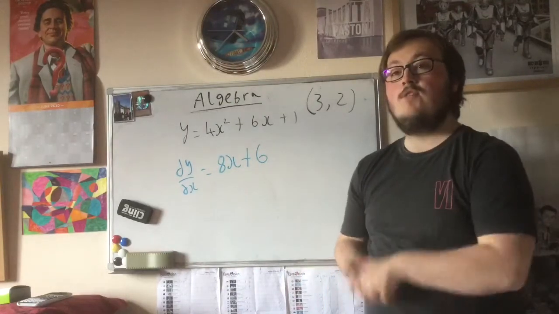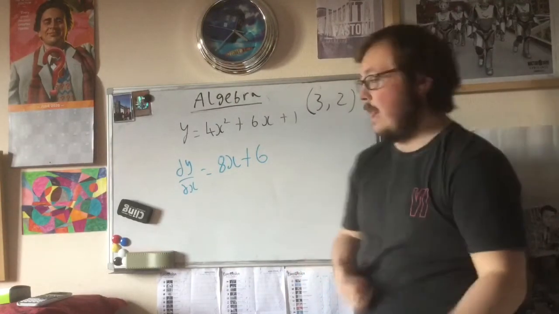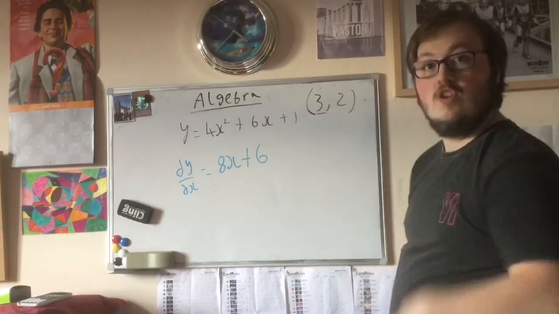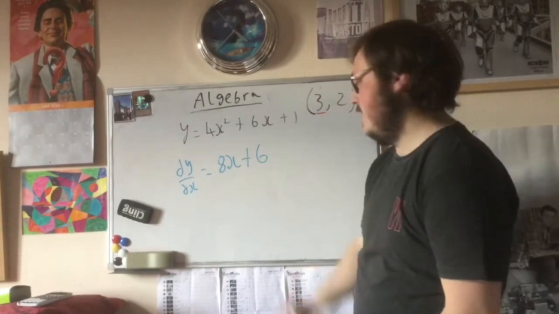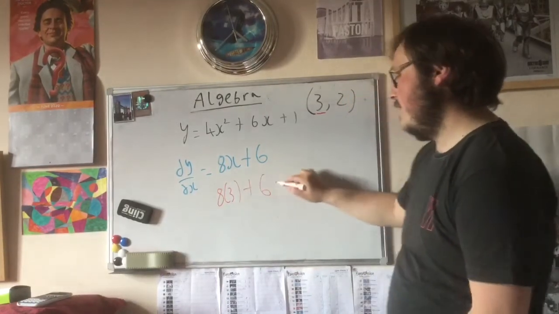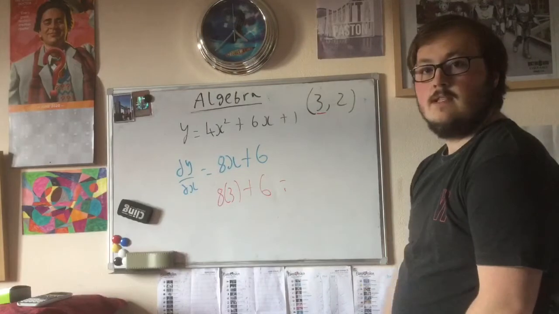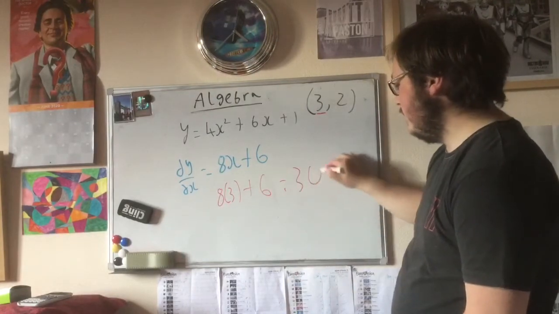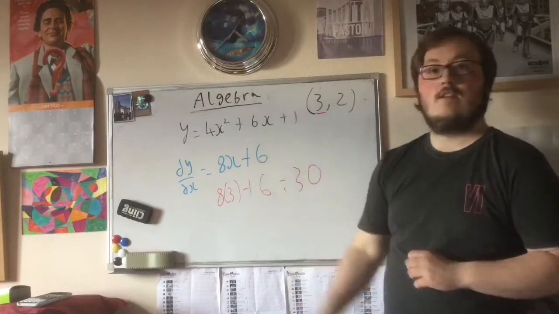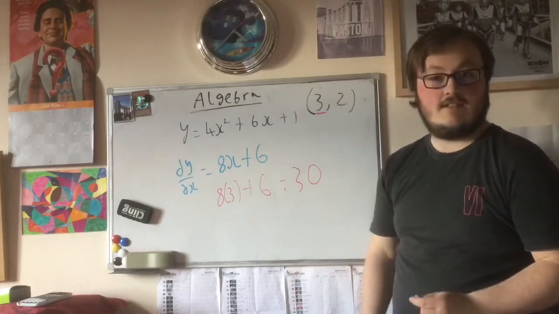Now, how do we find the gradient? Well, we substitute the x value in our coordinate into this equation. So we do 8 times 3 plus 6. 8 multiplied by 3 is 24, plus 6 equals 30. So the gradient of this equation is 30.